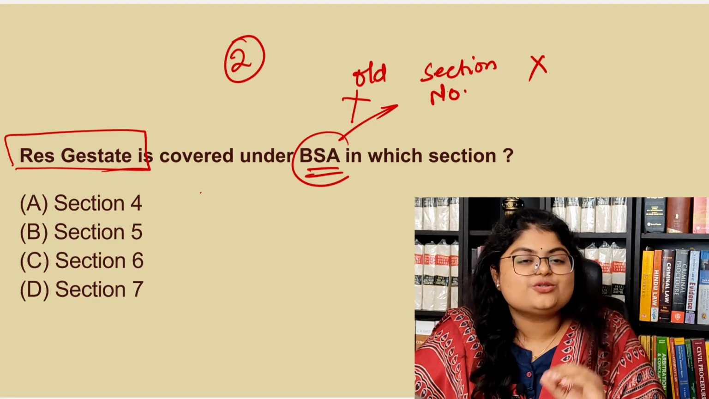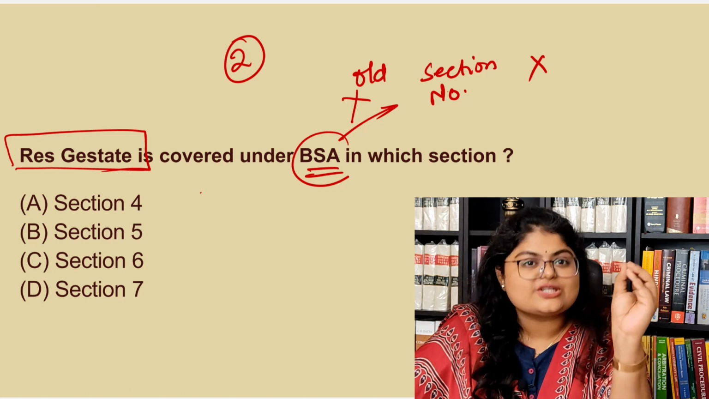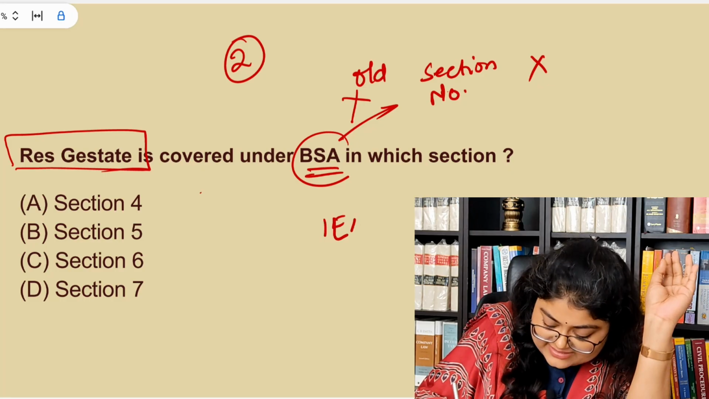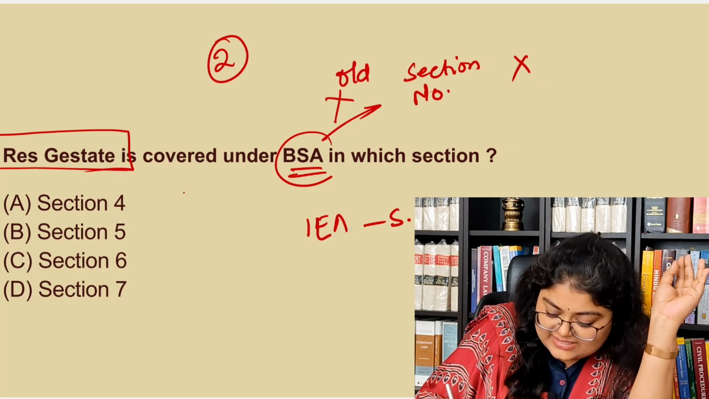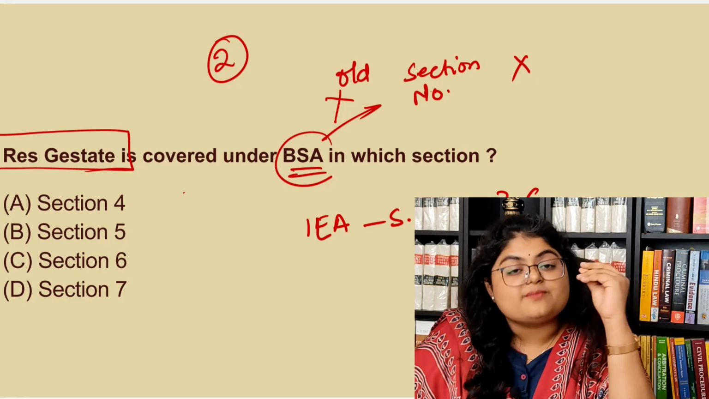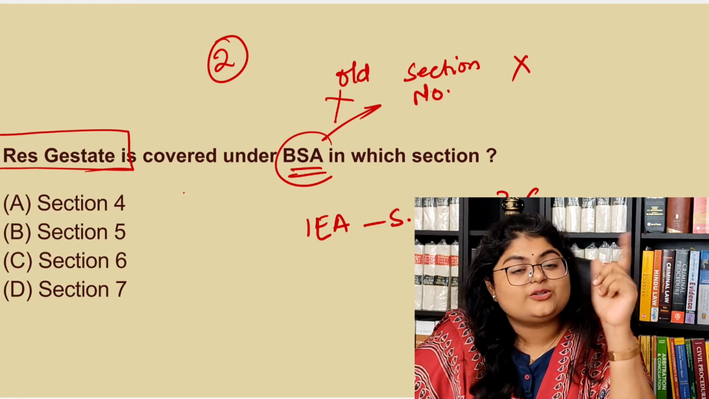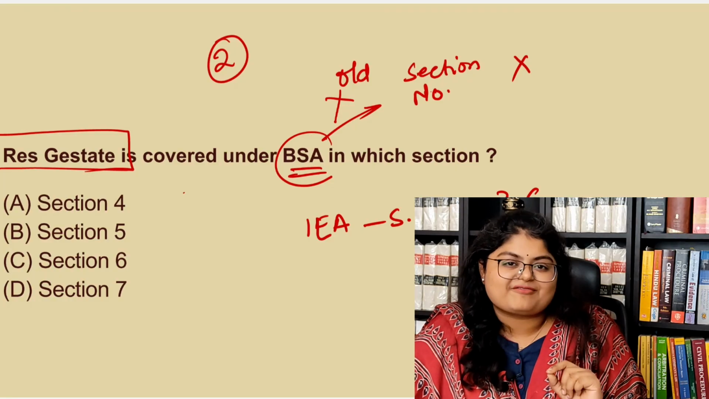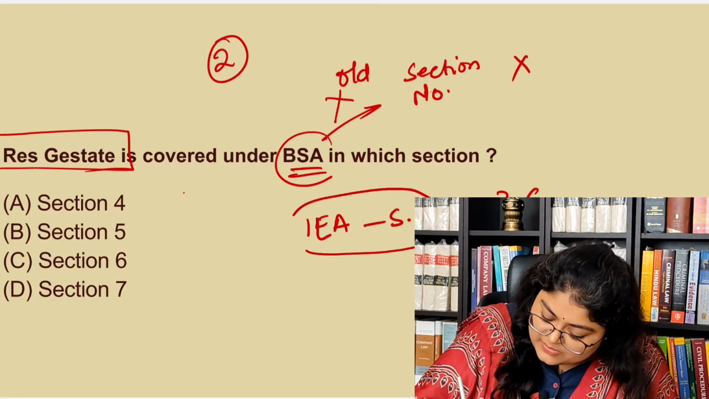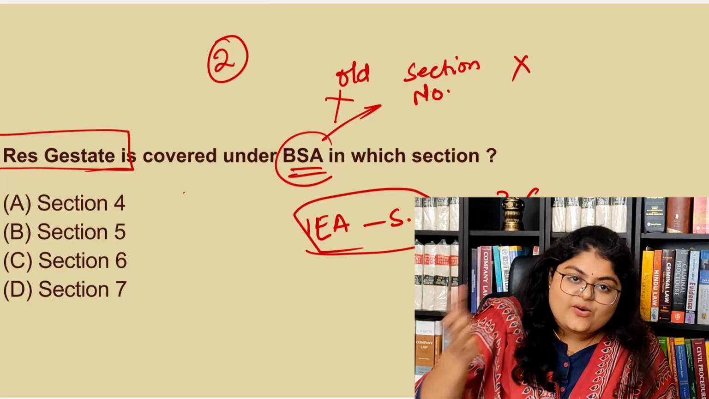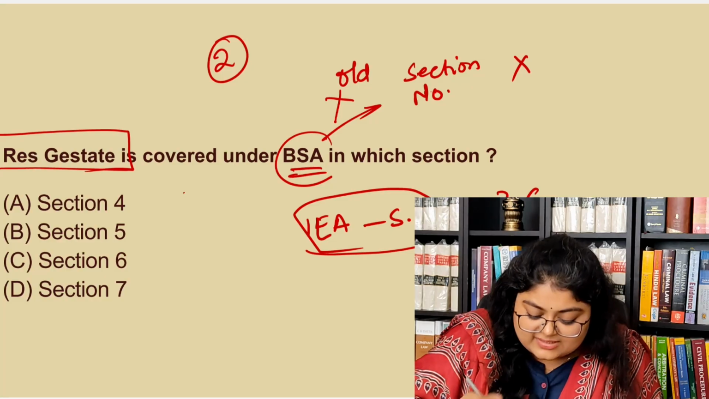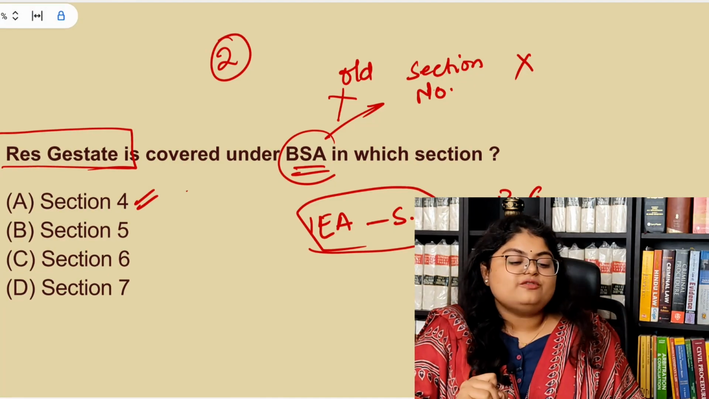To answer this question, you should first have basic knowledge that ma'am already taught us in the lectures, that section 6 of the Indian Evidence Act deals with res gestae, which is an important question. Ma'am has already taught us this information, you should have it. Then you will use the comparative chart, because now you know the old section number. Now you open and use it. You will find the answer to be section 4.